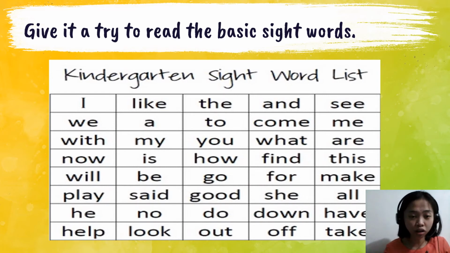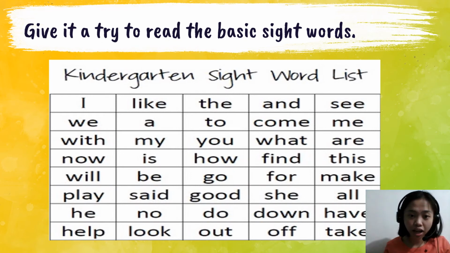Okay, these are the kindergarten sight word list. The first box on your left, the very first, is letter I. Say I. We will not say ee because that's how we pronounce it. Like, I am Teacher Marie. You, how do you say your name? Can you say it? Okay, that's great.